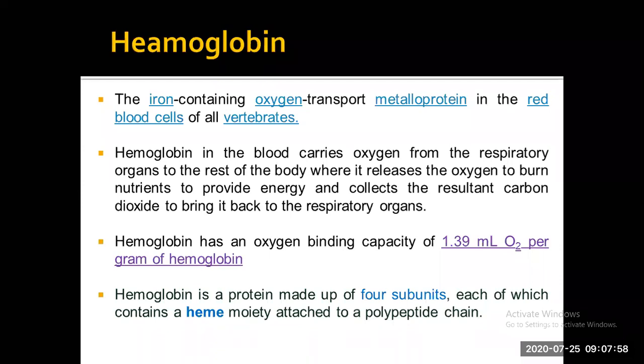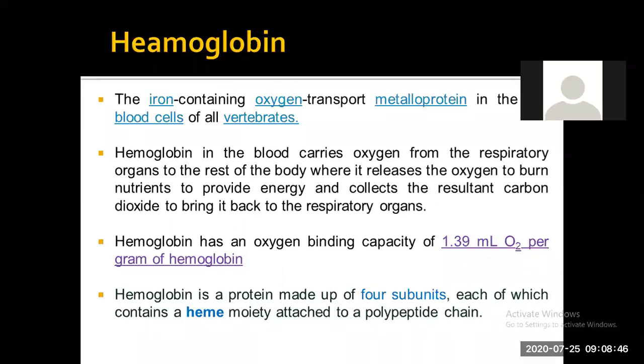You see, when blood oozes out from our body, we see it is red in color. So hemoglobin is an iron containing, oxygen transporting metalloprotein in the red blood cell. All vertebrate animals contain this red blood cell. This is the short introduction of hemoglobin. Actually, hemoglobin carries oxygen from your lungs to the body tissue, where it burns your food particles and gives you nutrition in the form of ATP. Then it carries carbon dioxide from your tissue to the respiratory organs. This is the main function of hemoglobin.